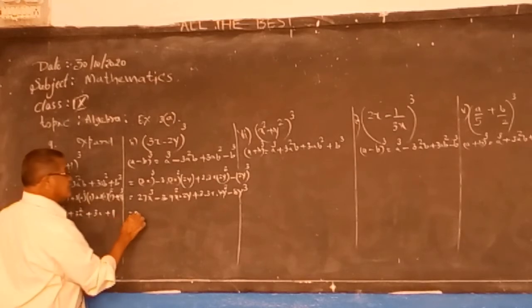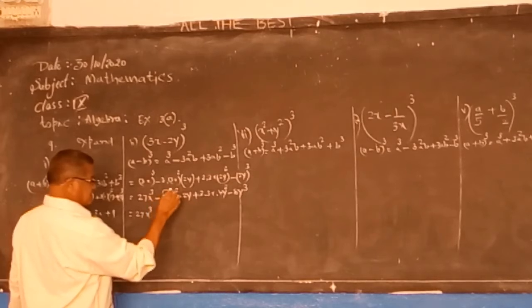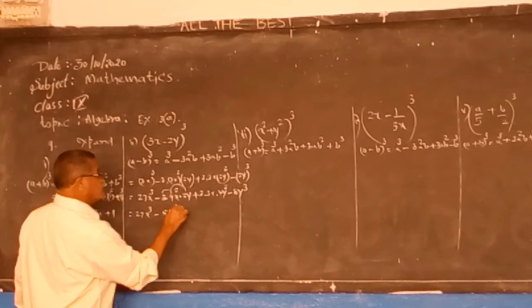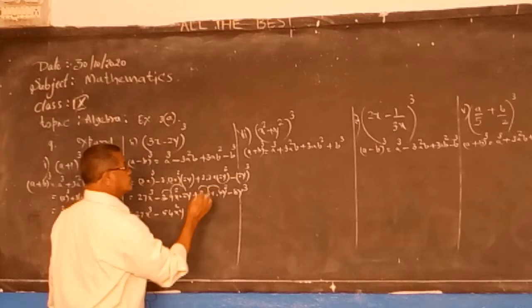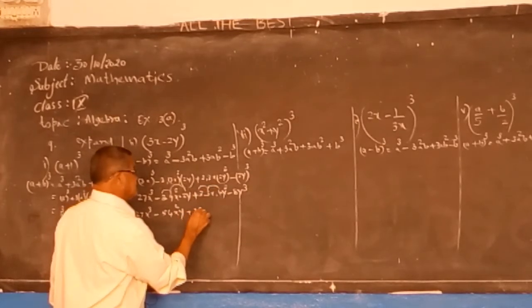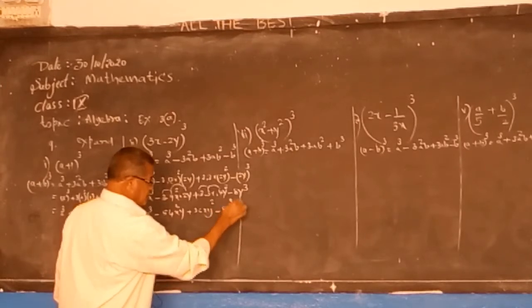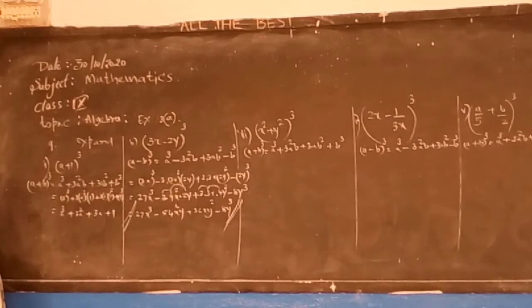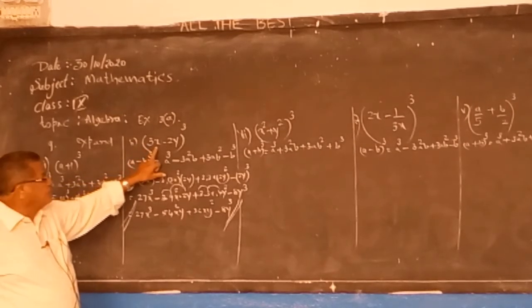Now, 27x cube. 3 2s are 6, 6 9s are 54. So 54x squared y plus 3 3s are 9, 9 4s are 36, 36xy squared minus 8y cube is the answer. This is the expansion. Don't get confused: in place of a, 3x; in place of b, 2y.